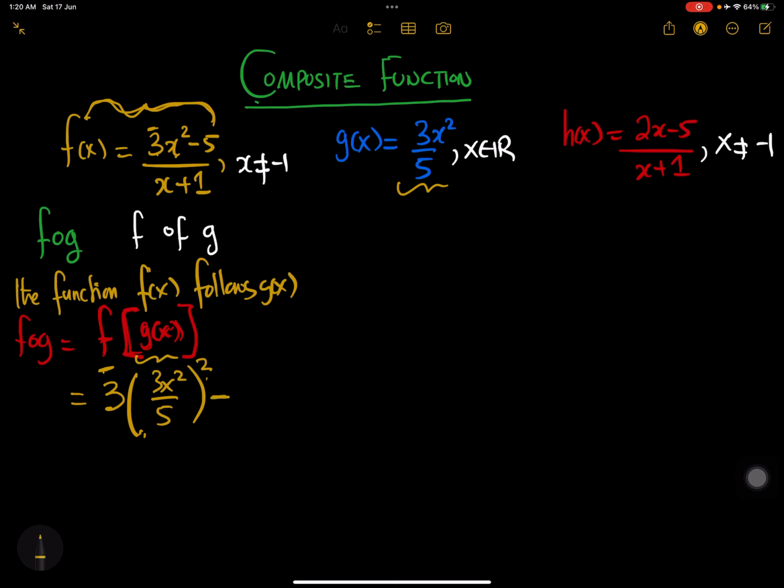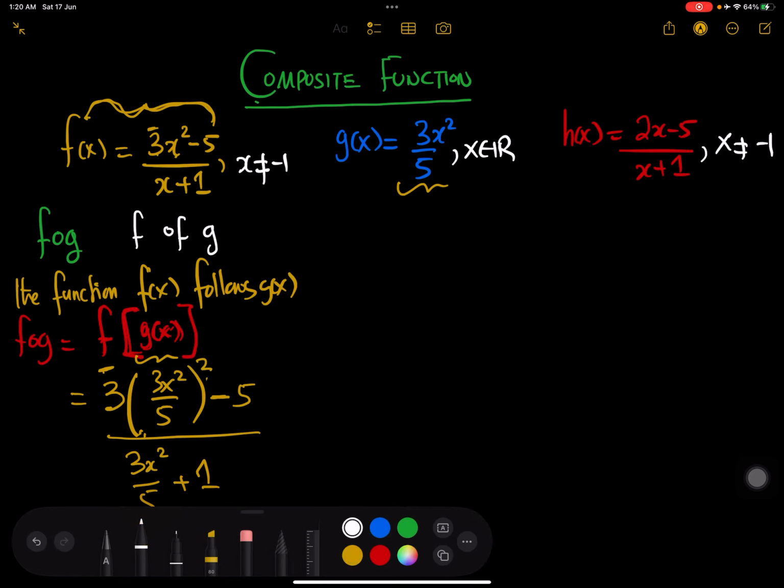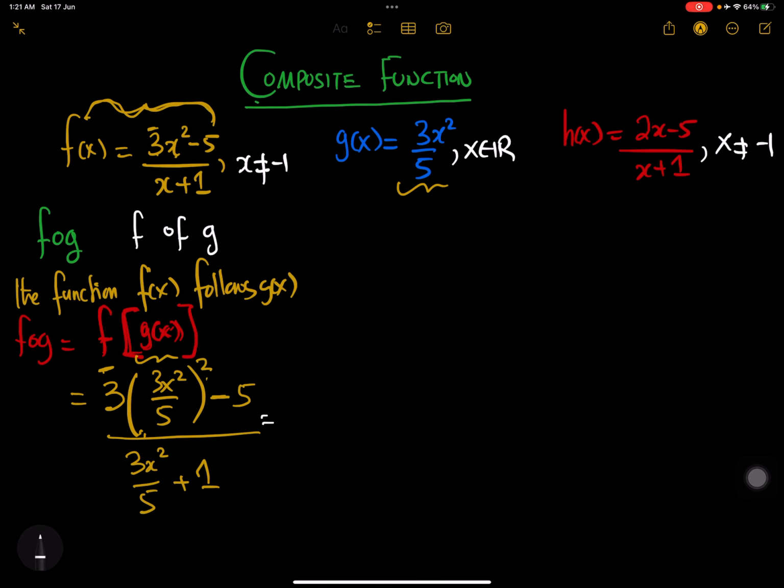The next thing is the minus 5. Then we're going to divide all that by x plus 1. We're still on the f of x. The x there is going to be g of x, which is 3x squared divided by 5, plus 1. Then once we simplify this, we would have arrived at our f of g.